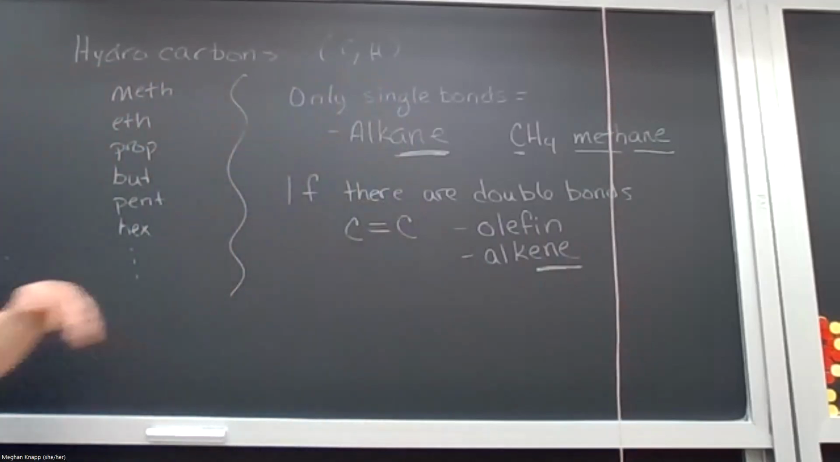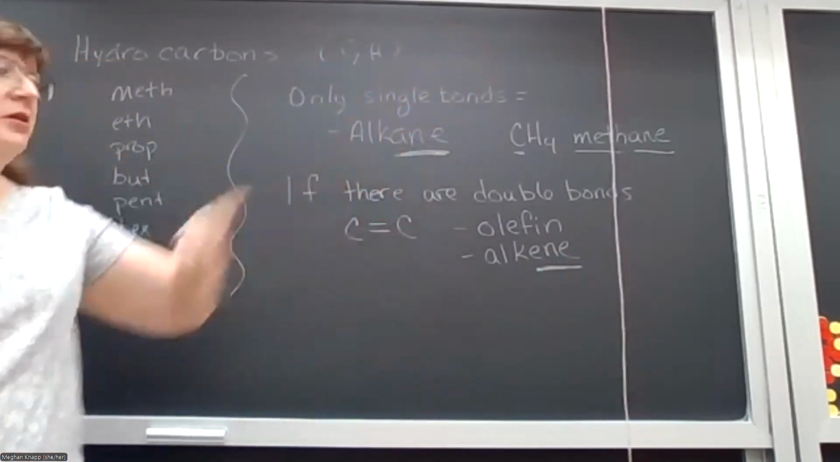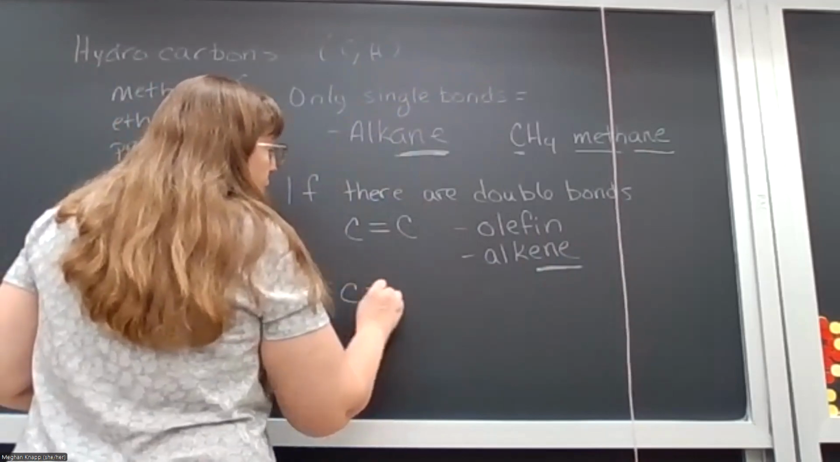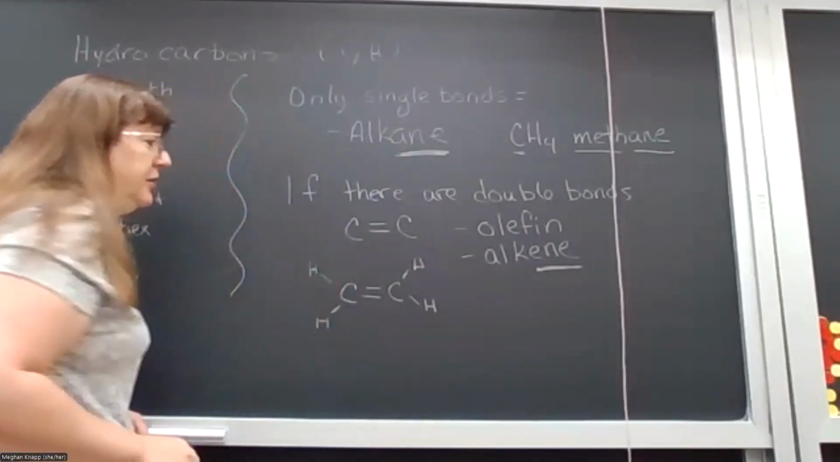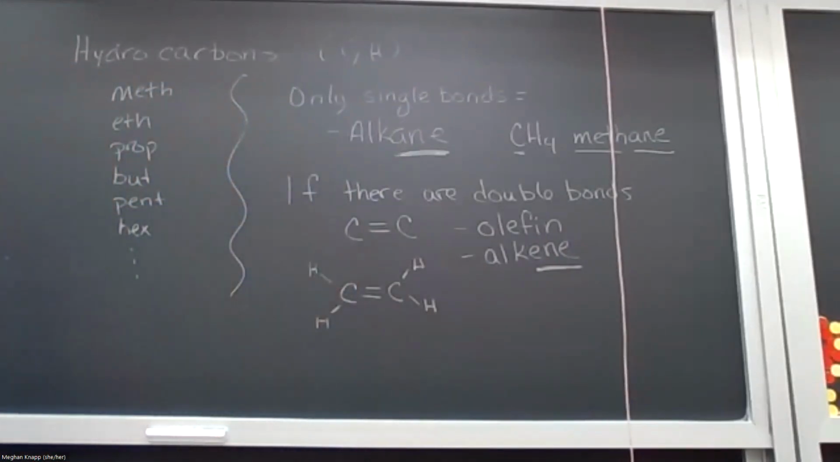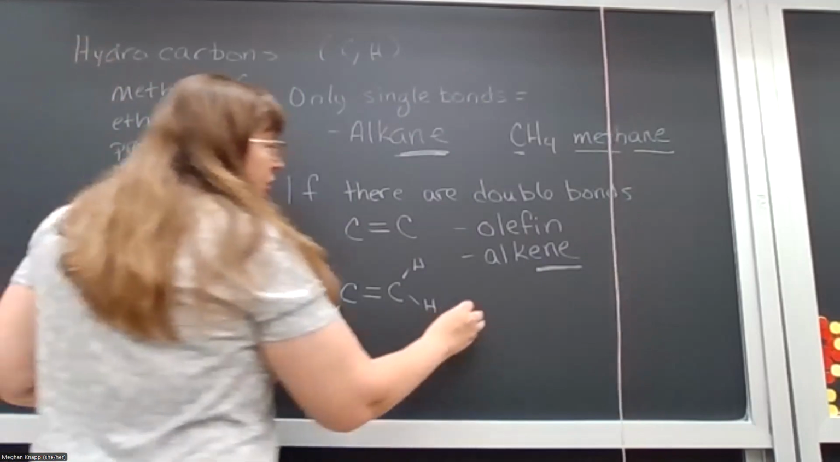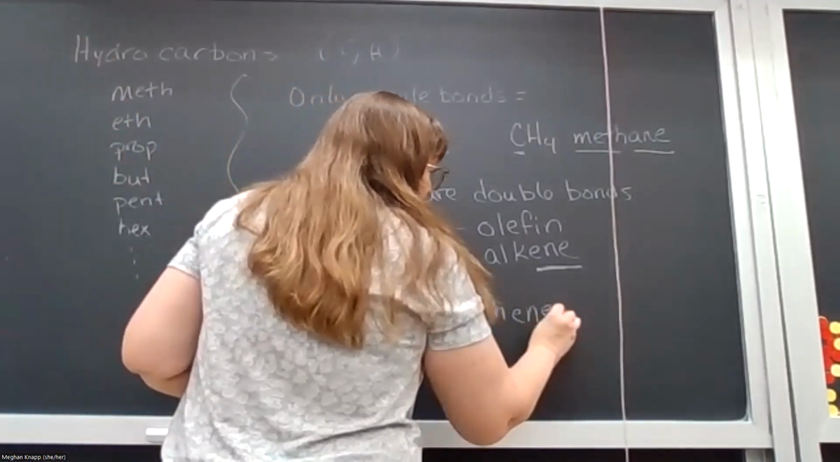So with methane, we can't have a double bond between two carbons because we only have one carbon. But if I had a molecule with two carbons and a double bond, what prefix would I use for the two carbons? Meth was one, eth for two. So we would call it eth, and then just put ene.